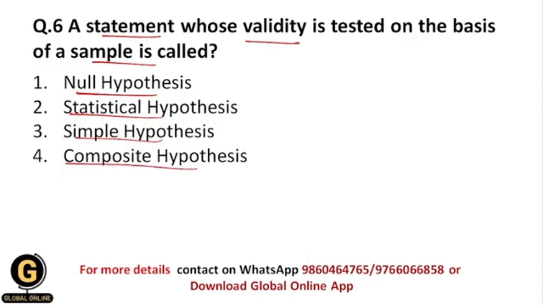As I have told you earlier, it is called the statistical hypothesis. A statistical hypothesis is a statement whose validity is tested on the basis of a sample. That's why it is called the statistical hypothesis. I hope all of you understood exactly what the null hypothesis, the simple hypothesis and the composite hypothesis are.